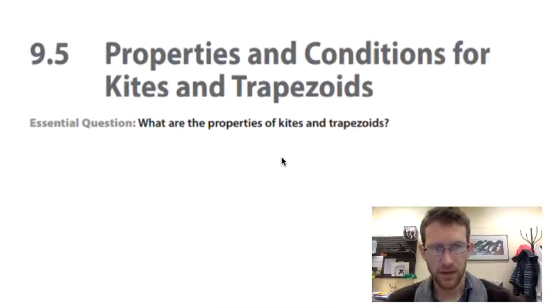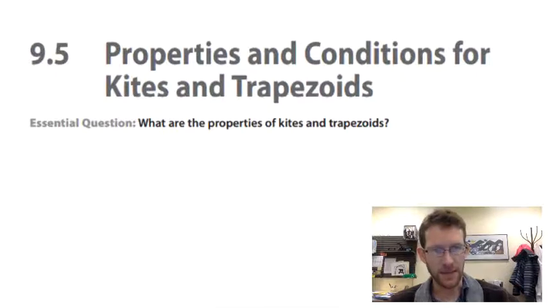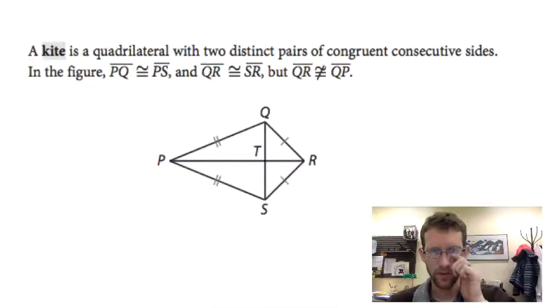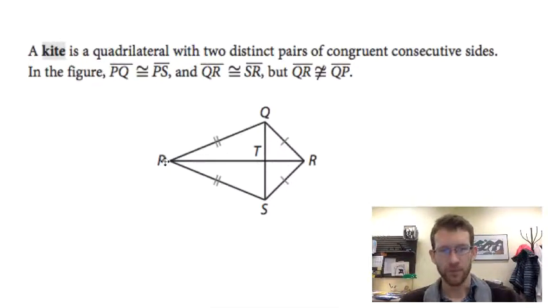Hey everyone, today this is 9.5, properties of and conditions for kites and trapezoids. So what is a kite? Let's start with that one. That one's kind of weird. A kite basically is a shape that looks like a kite. Notice that kites are symmetrical, right?